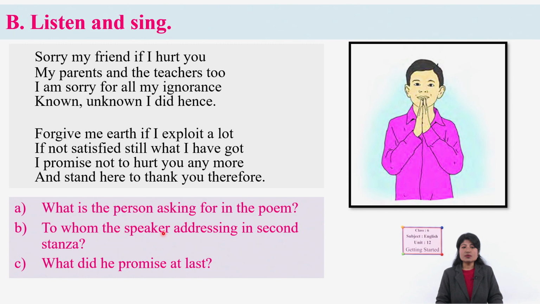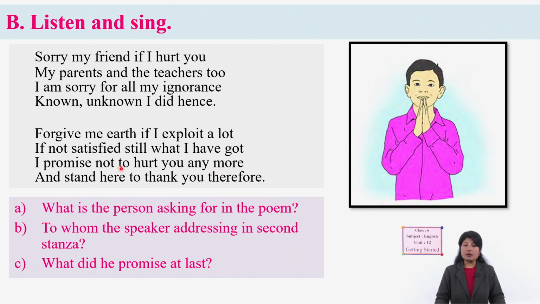Then, to whom is the speaker addressing in the second stanza? To whom? Forgive me, earth. Yes, the boy is addressing the earth. What is he asking for? Sorry to the earth. What did he promise at last? Let's check out here. I promise not to hurt you anymore.